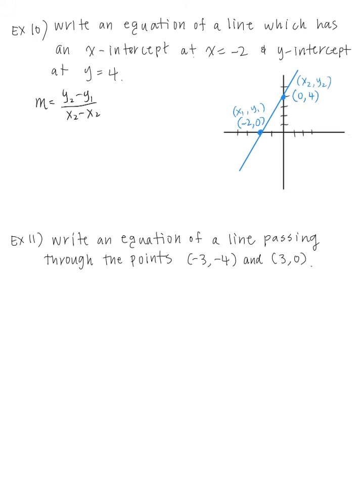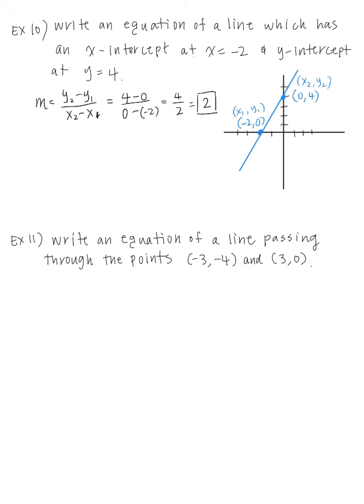All right, so then let's plug it in. So you're going to have 4 minus 0 all over x2 minus x1. I'm sorry, this is x2 minus x1. And then here you're going to have 0 minus (-2). So this is 4 over positive 2. So slope is going to be 2. Let me box that because this is the key ingredient.